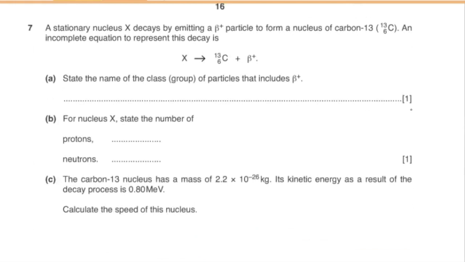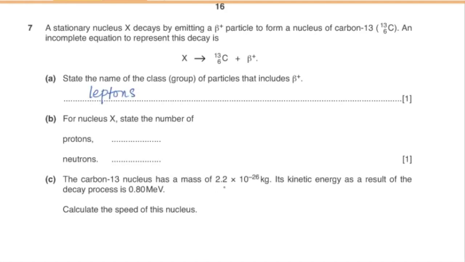Question number 7, a stationary nucleus X decays by emitting a beta plus particle to form a nucleus of carbon-13. An incomplete equation to represent this decay is this one. Part A, state the name of the class of particles that includes a beta plus particle. So this is beta plus, and that's leptons.